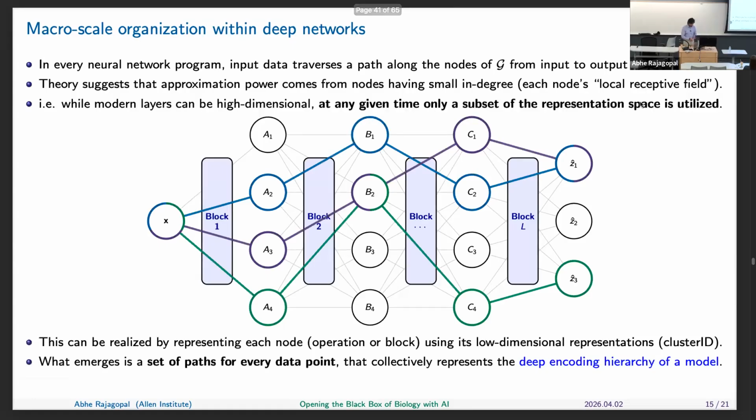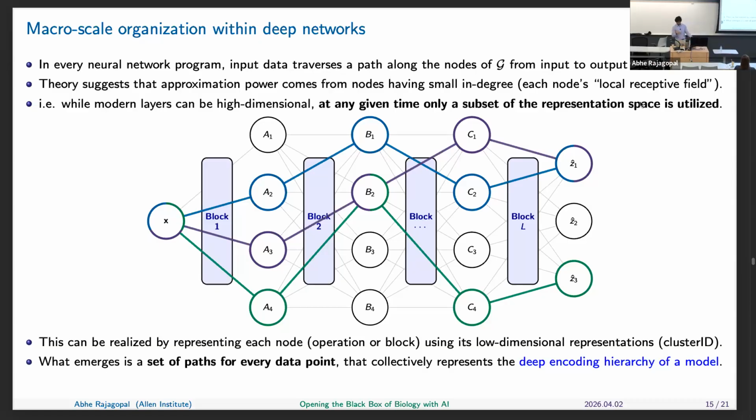So I can enumerate this idea by, instead of representing each node in the network as a physical computation node in the computational graph, representing each node as one of those cluster IDs, one of those representations at that node, just to figure out which part of the representation space is being accessed. What emerges from this is that as I flow data through the network, different samples will take different paths. They'll hit different parts of the representation space at every layer.